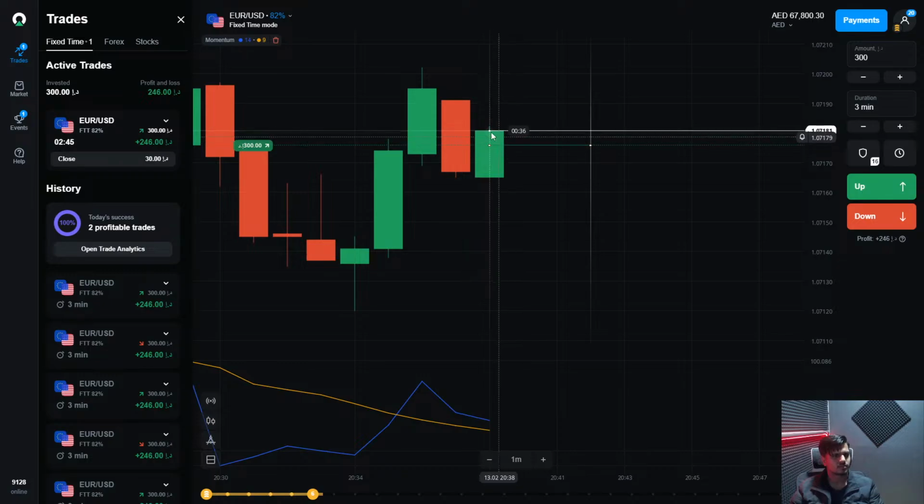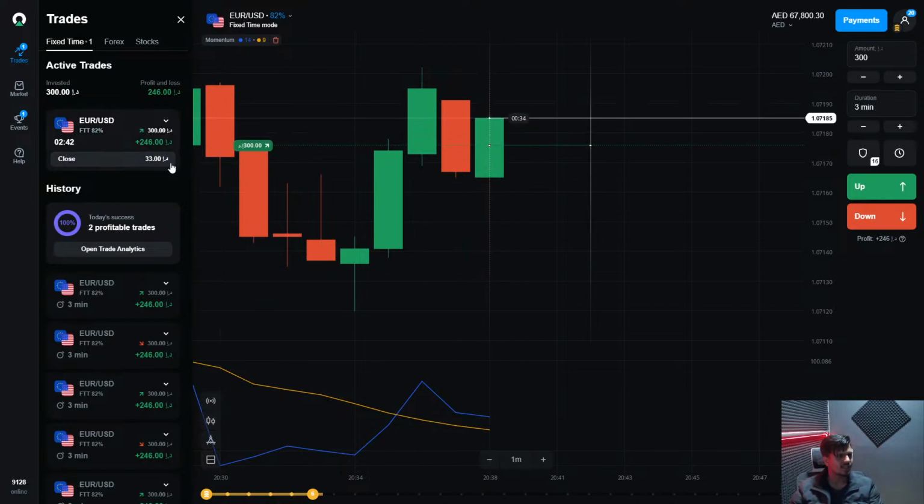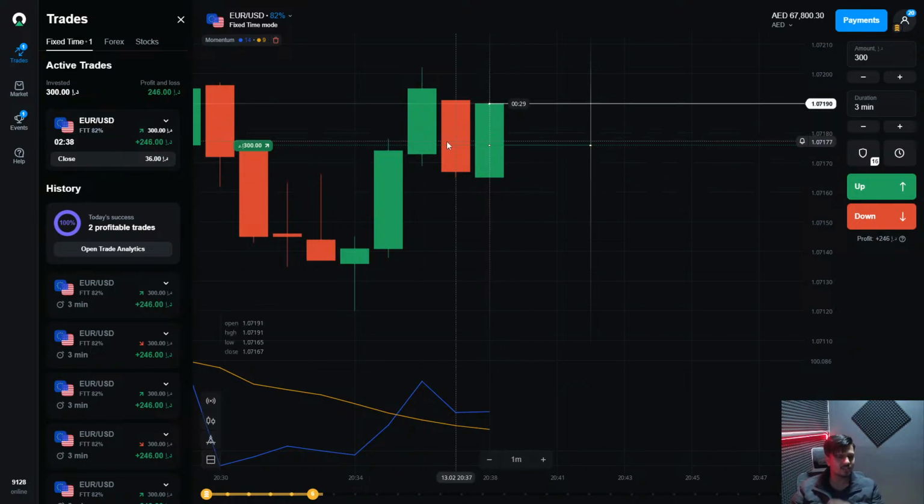See guys, again it's a profitable trade, but we have to wait for the remaining time, 2 minutes and 40 seconds. After that it will give the result. So until this time the trade will not finish, we are not eligible to take the money from here.